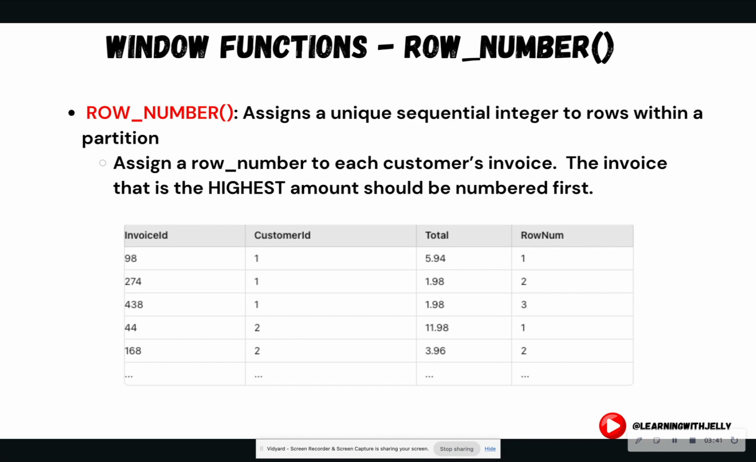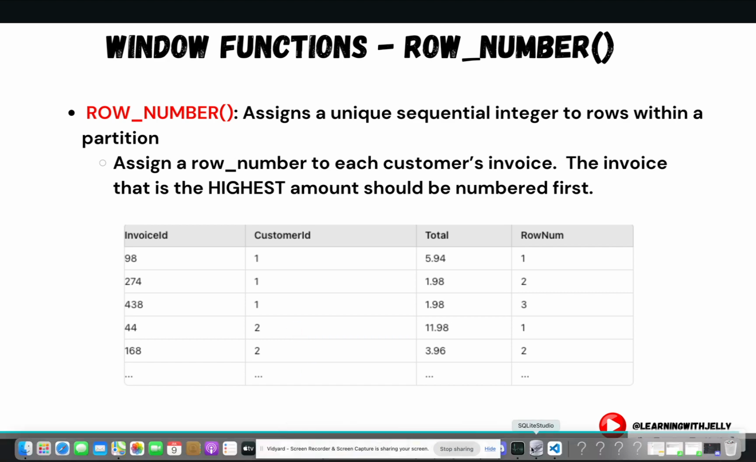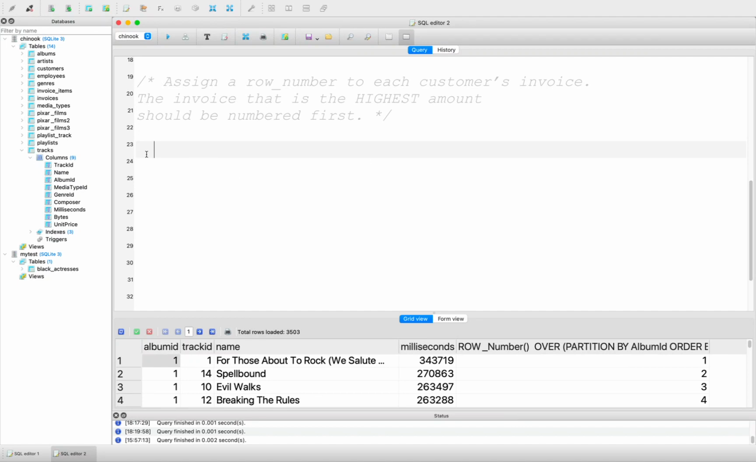So let's actually code this out. So let's go to SQLite Studio, and we're going to code this window function and then modify this window function for every other function in this lecture. So let's go ahead and select the columns that we saw on that screen. So we still had invoice ID, we had customer ID, we had the total of the invoice. And now we want to do our function.